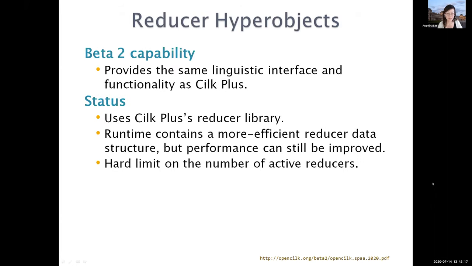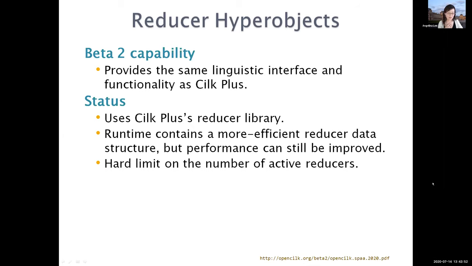In addition, the runtime system also supports reducer hyperobjects, which is an object-based reduction mechanism that's been supported since Cilk Plus. Currently, we are basically reusing the Cilk Plus reducer library from Intel, so it provides exactly the same linguistic interface as it did in Cilk Plus. For the runtime backend support for reducers, we use a more efficient reducer data structure. It's called the sparse accumulator, if you're familiar with it, and if you're not, don't worry about it.